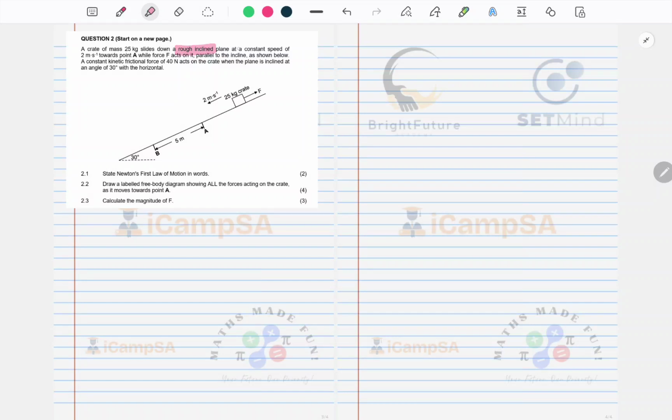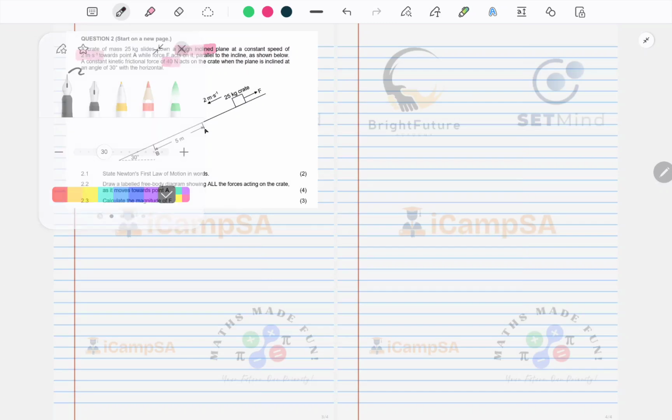A rough inclined plane at a constant speed of 2 meters per second towards point A, while force F is exerted on it, parallel to the incline, as shown below. So now a constant kinetic frictional force of 40 newtons acts on the crate when the plane is inclined at an angle of 30. This is our 30 here. Okay, so let's get into it.